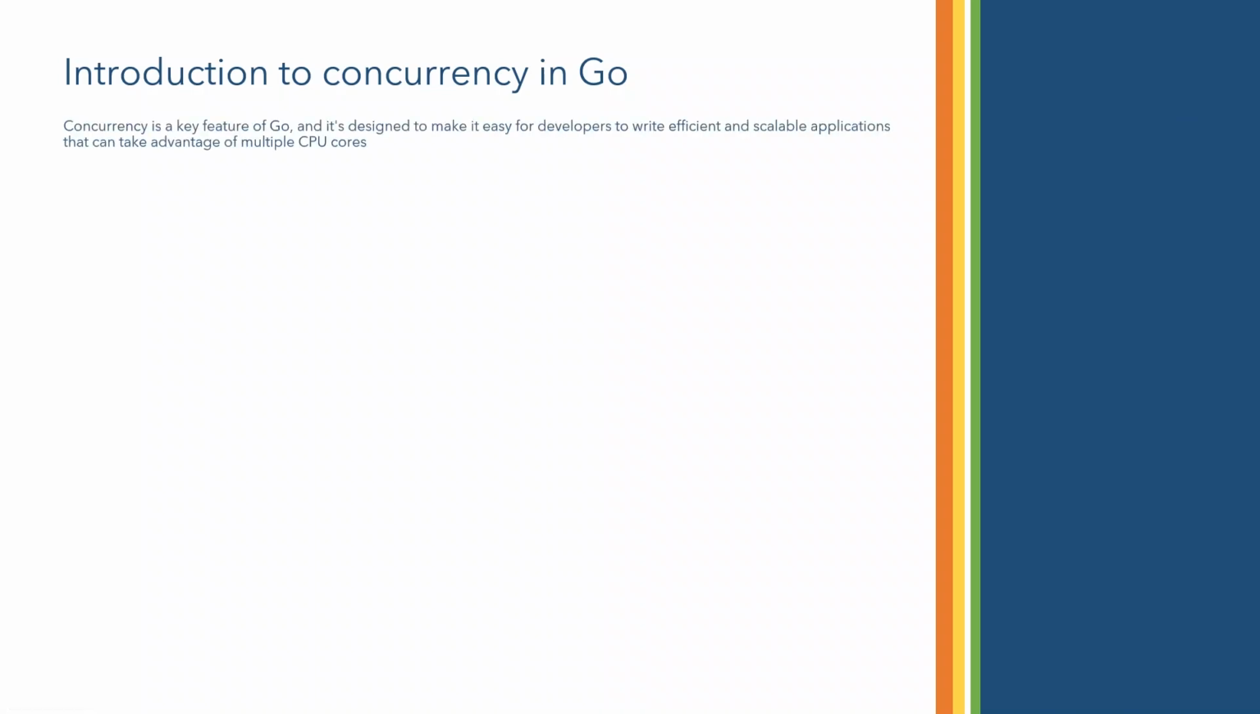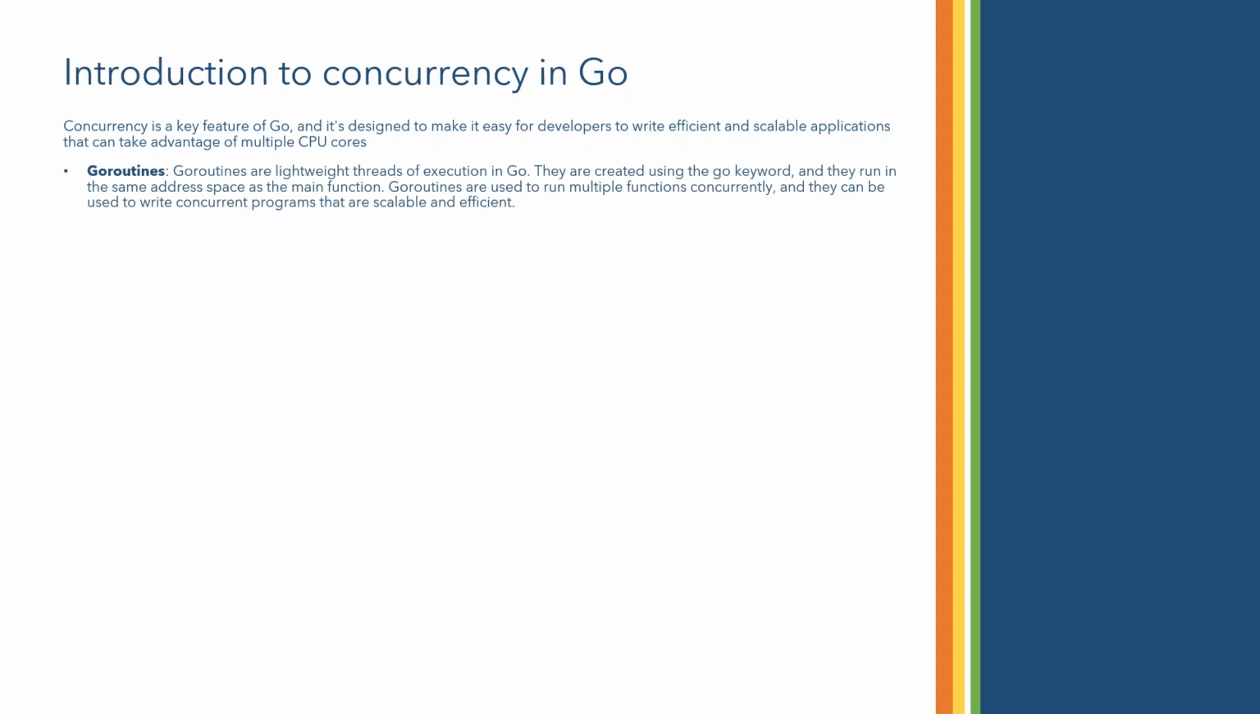So concurrency is a key feature of Go, and it is designed to make it easy for developers to write efficient and scalable applications that can take advantage of multiple CPU cores. Go routines are lightweight threads of execution in Go. They are created using the keyword go and run in the same address space as the main function. Go routines are used to run multiple functions concurrently, and they can be used to write concurrent programs that are scalable and efficient.